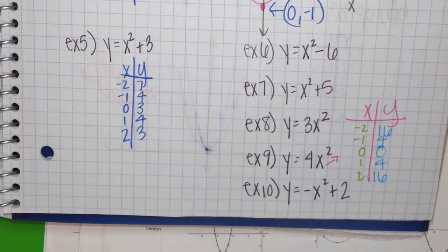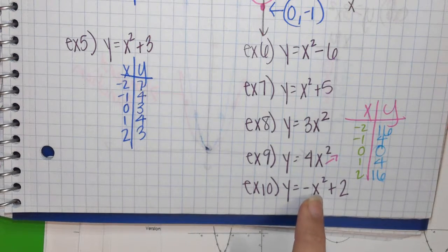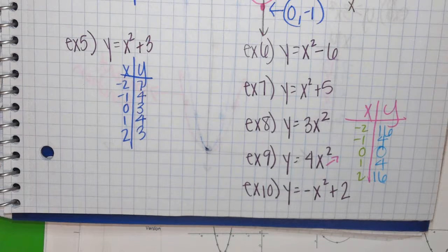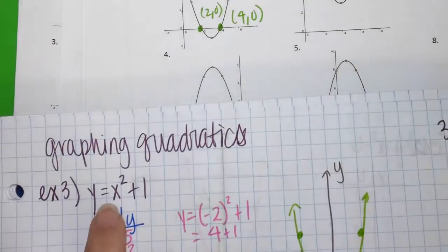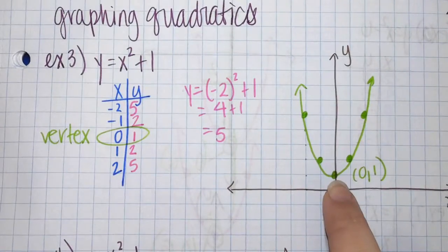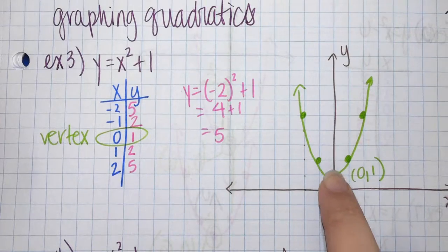Okay, now what would this do? Since it's a -x squared plus 2, what would it do? The graph will go down, but what will the graph do since it's plus 2? When we added here, when we said x squared plus 1, what did the graph do? It moved up 1.